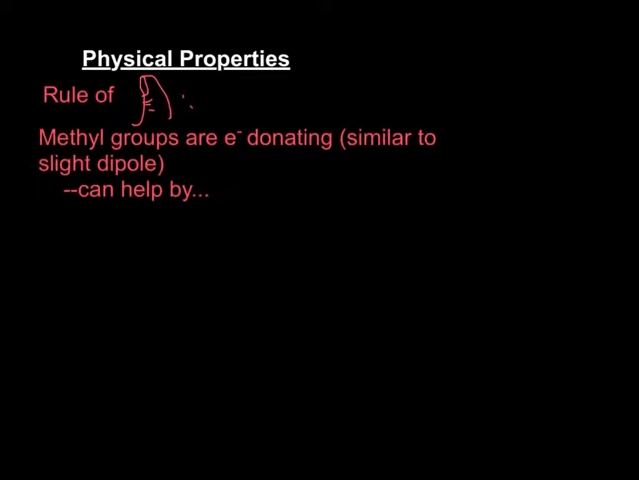All right, so we have a rule of thumb. And so this is just to remember. If we remember back, methyl groups are electron donating. Okay? It's sort of similar to a slight dipole. And so they did that when we talked about radicals and carbocations.